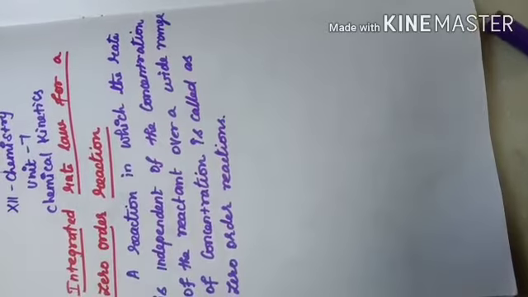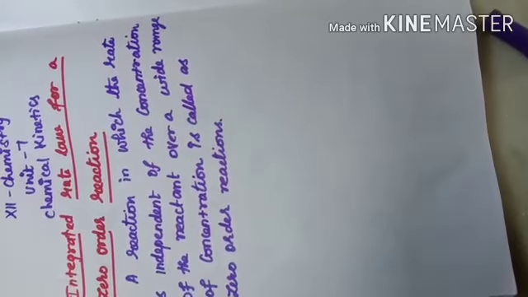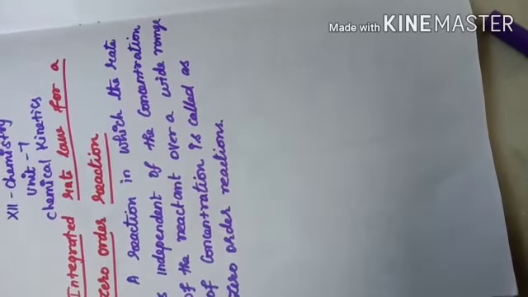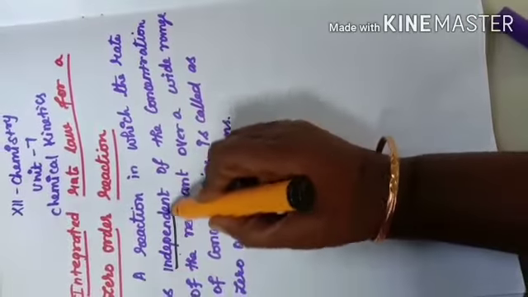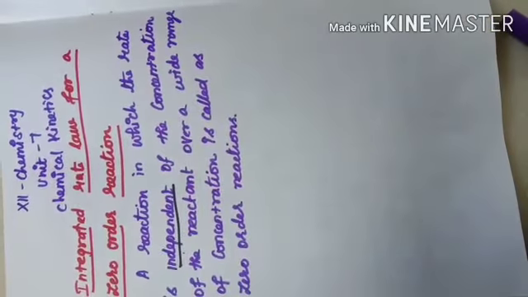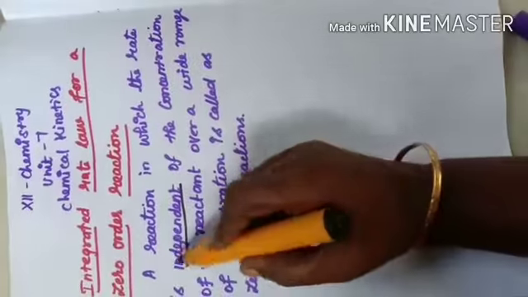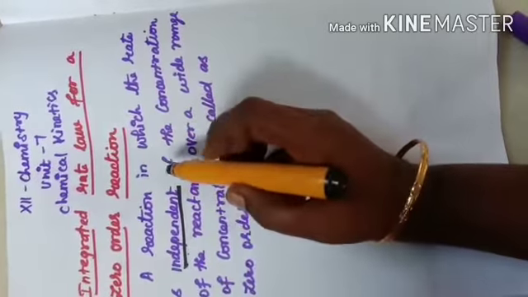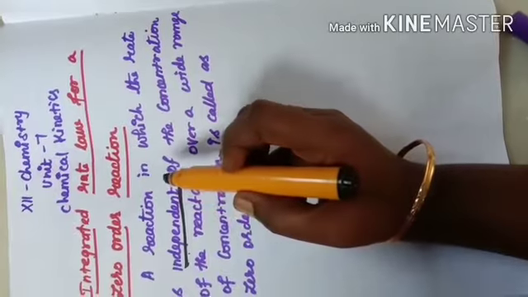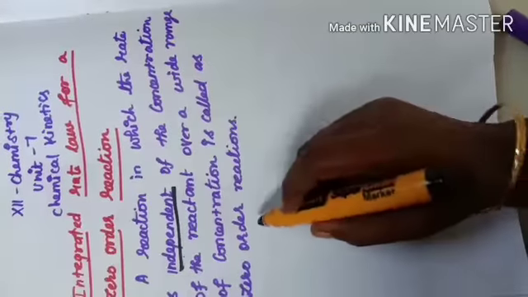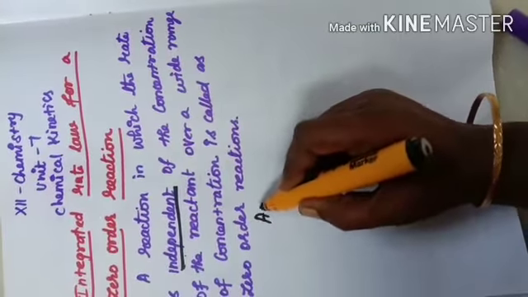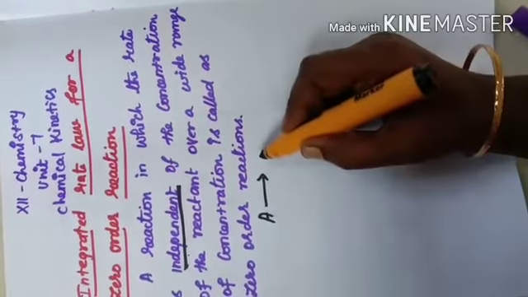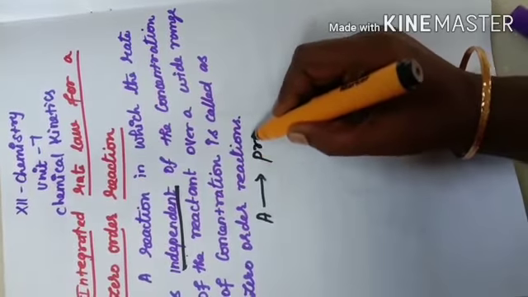Actually, what is a zero order reaction? A reaction in which the rate is independent of the concentration of the reactant. So if the rate is independent of the concentration of the reactant, that order is known as zero order reaction. Consider the general reaction: A is a reactant, giving the product.